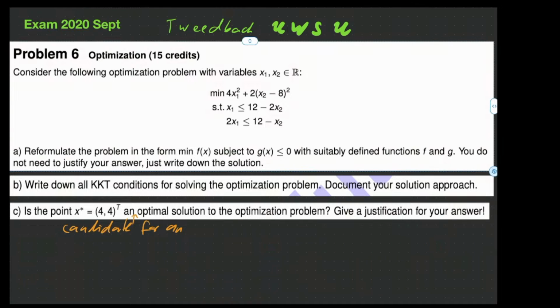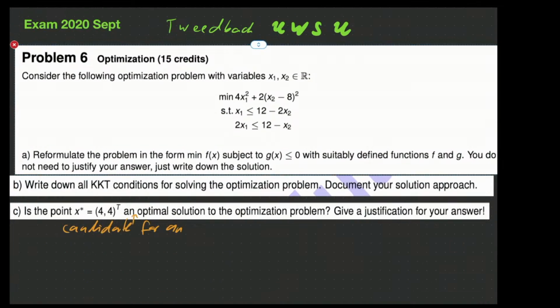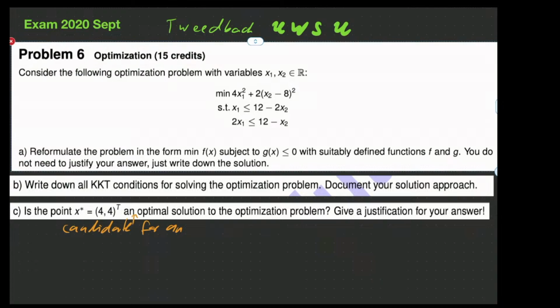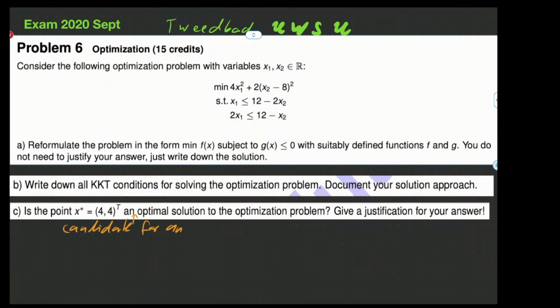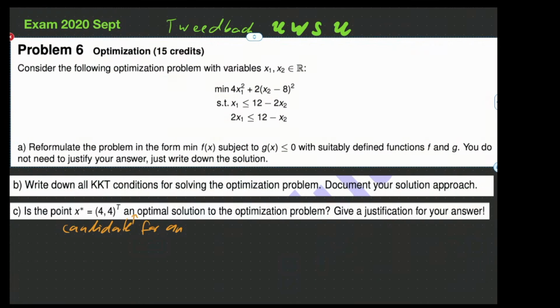So your feasible region, oops, and now I messed up. Can I move that? No, I can't. Great. So your feasible region, let me draw that again. Oh, it's back. Very good. Your feasible region will look something like this, probably.